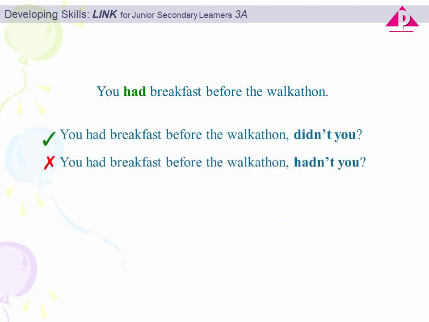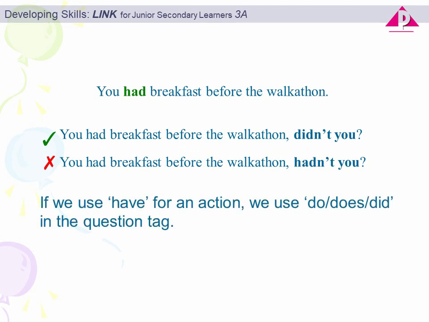The correct answer is you had breakfast before the walkathon, didn't you? Not hadn't you. In this statement, the main verb is have in the simple past tense, and the have here is being used as an action. So remember to use do, does, or did for question tags.